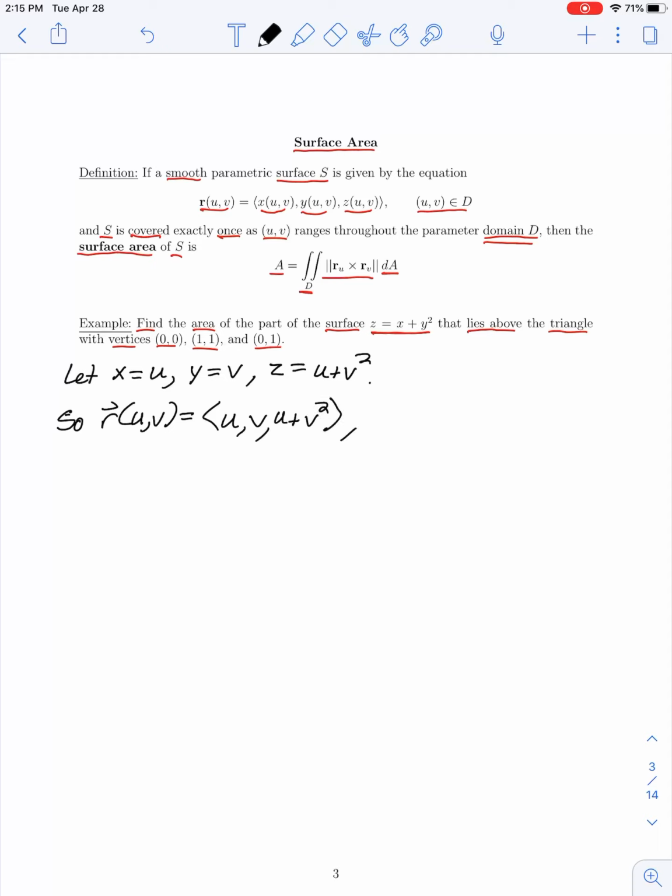Now let's think about our parameter domain. So here, u and v lie within a region D, and let's think about what this region D is. We were told that we want the part of the surface which lies above a triangular region in the plane. So here D is going to be that triangular region. Let's sketch it out.